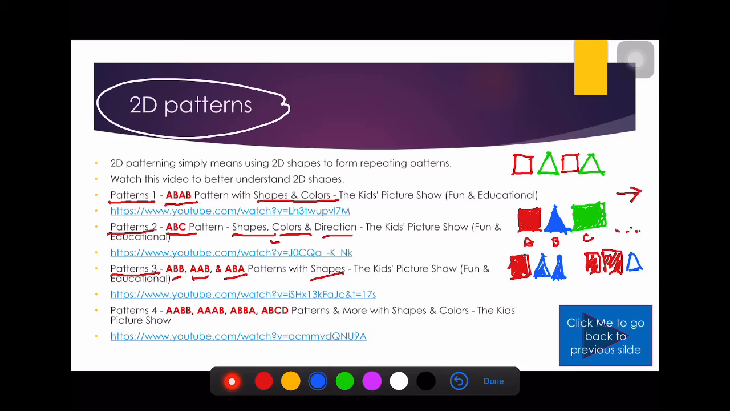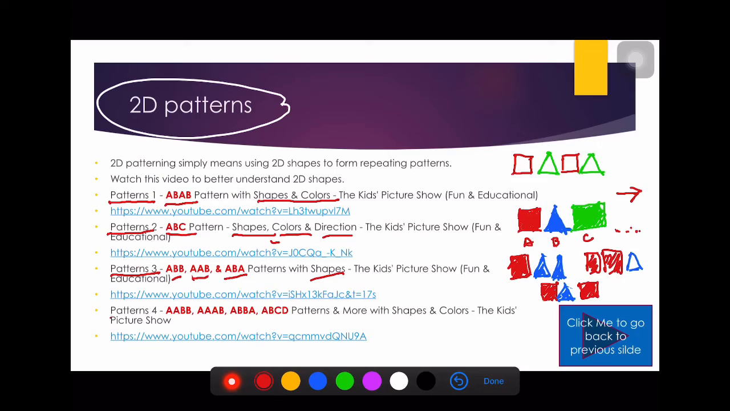And ABA, that means there will be 1 square, and then we have the blue triangle in the middle, and then we have the red square again after the blue triangle.